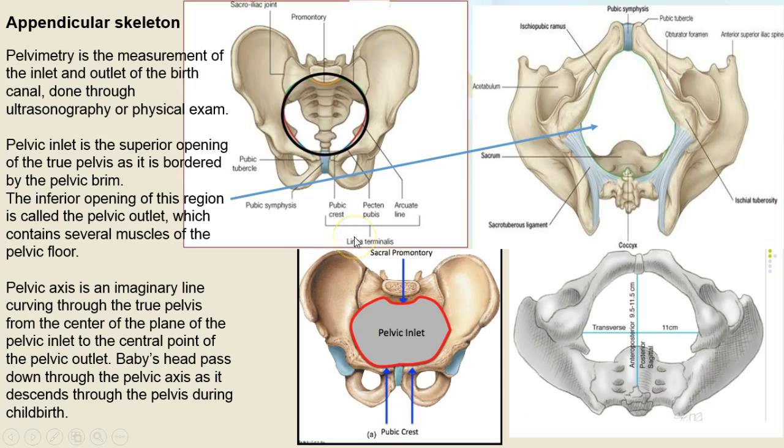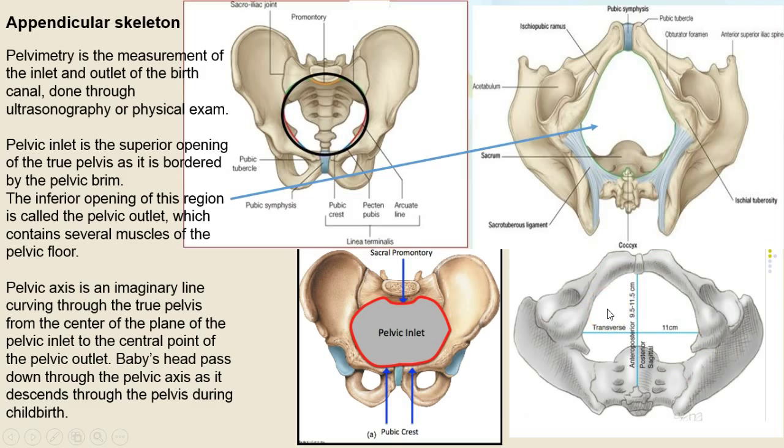Pelvimetry is how we measure the inlet and the outlet. So let's take a look at this for a minute. Here is the inlet. It's the superior opening of the true pelvis. If you remember the arcuate line, pectineal, and so forth, there's the inlet. The outlet, as you might guess, is lower right, and that's as if you're looking up through the pelvis from down below.